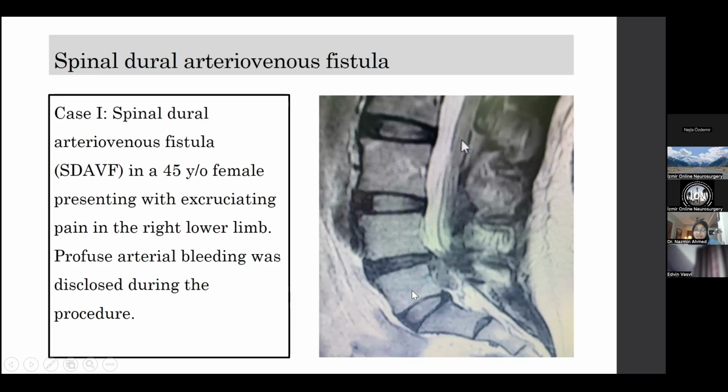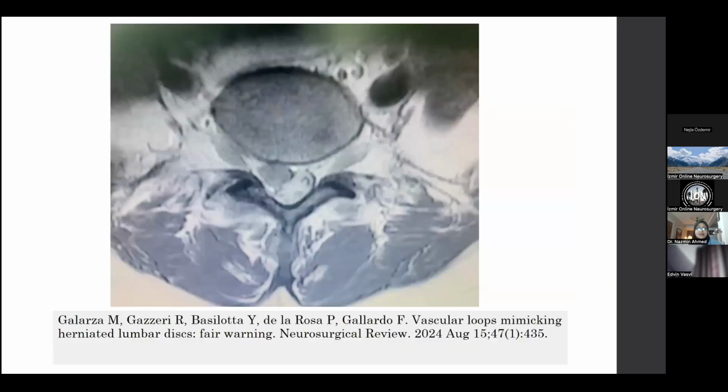But if we carefully look, there are some dot-like flow voids, which they may not have noticed. But intraoperatively, they found that there is a fistula and they went for coagulation.